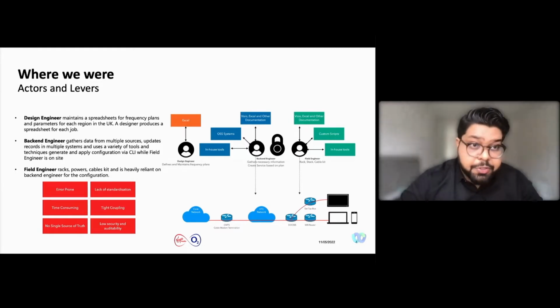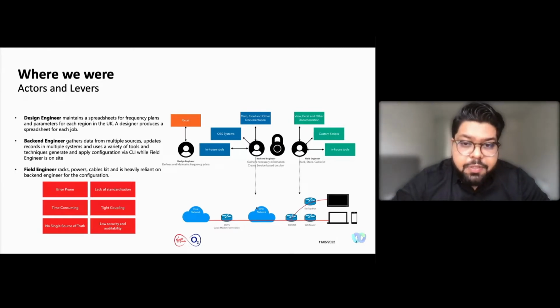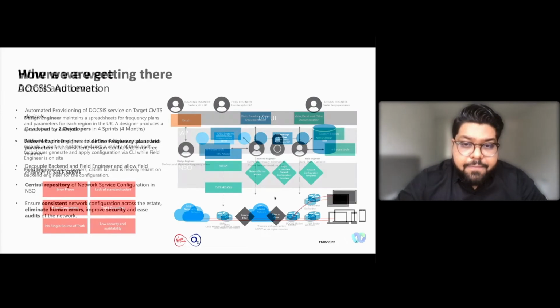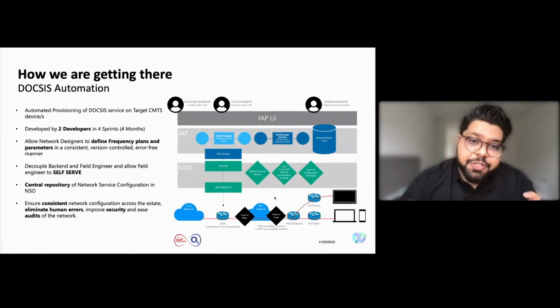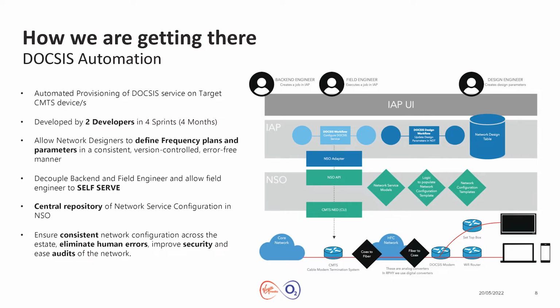So if we can move on to the next slide. This is the problem that we are trying to solve, and this is how we solved it. We chose IAP as the service orchestration layer in Virgin Media O2, and NSO as the network service orchestration layer. Now in this new paradigm, you decouple all of these actors.